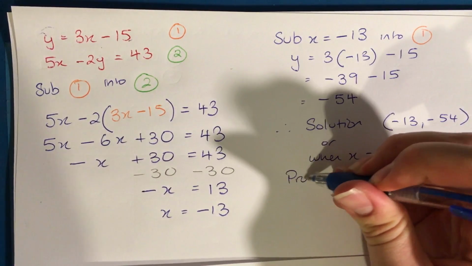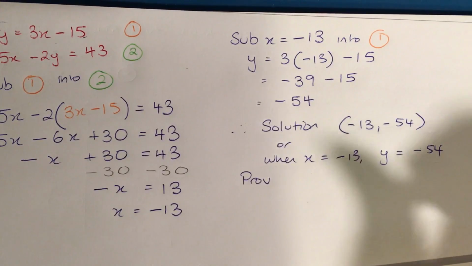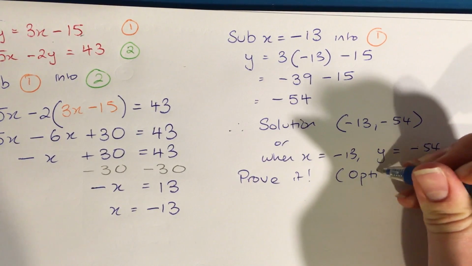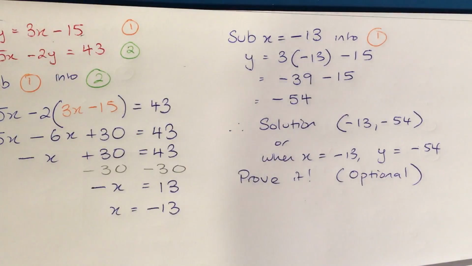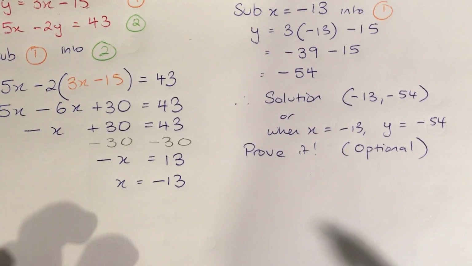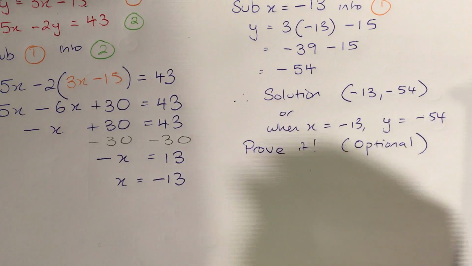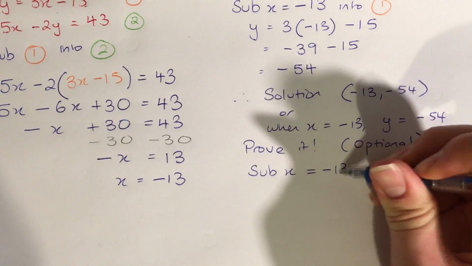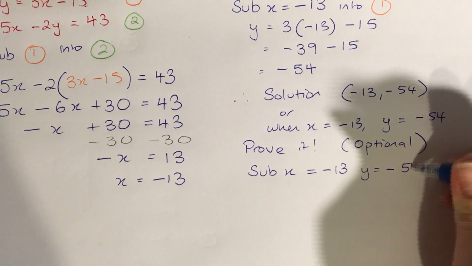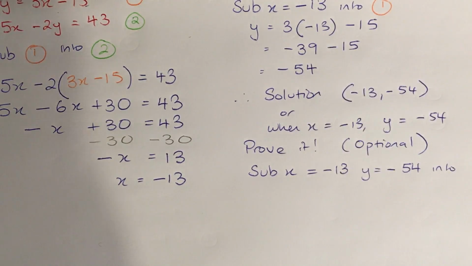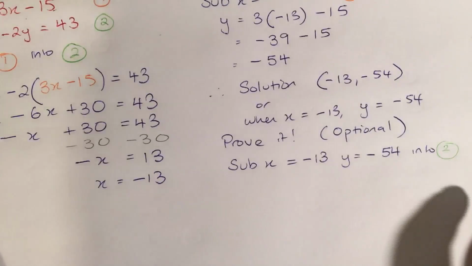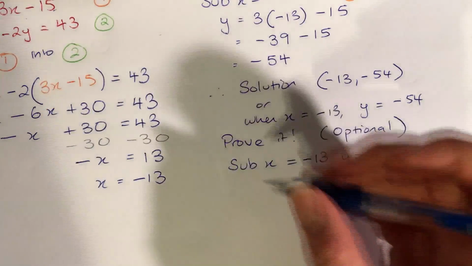So, prove it. Now, what I'm about to do is purely optional. You don't have to prove it, but as I've often said, don't always believe the loudest voice in the room. Let's go and make sure to see if this works. So I'm going to sub x equals negative 13, y equals negative 54 into equation 2. Spoiler alert, we're going to get some big numbers.